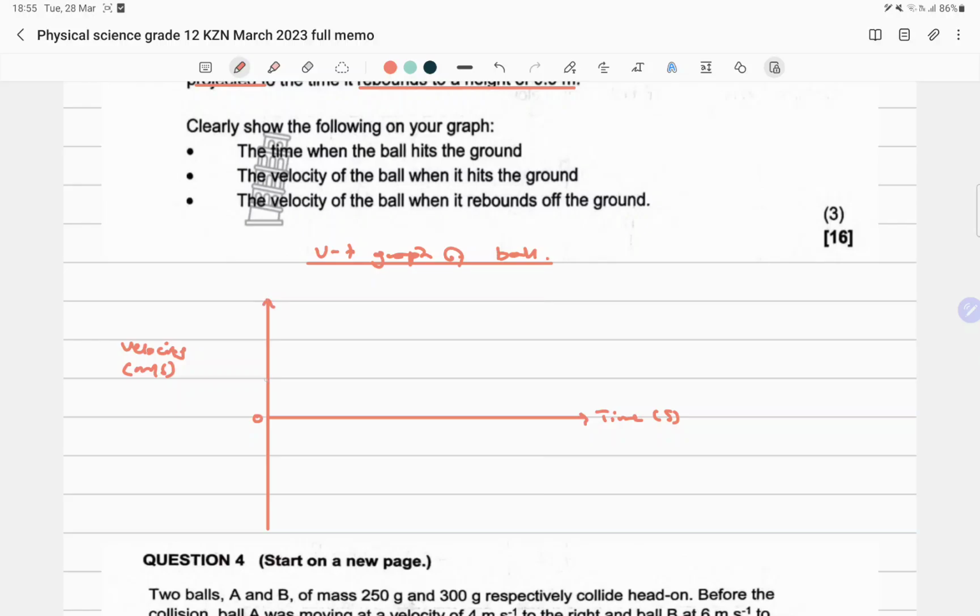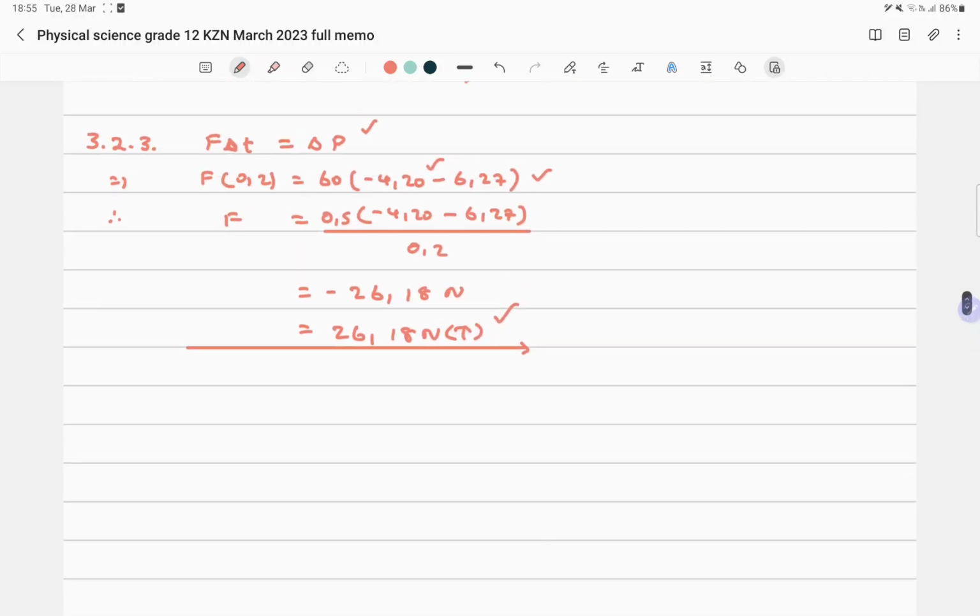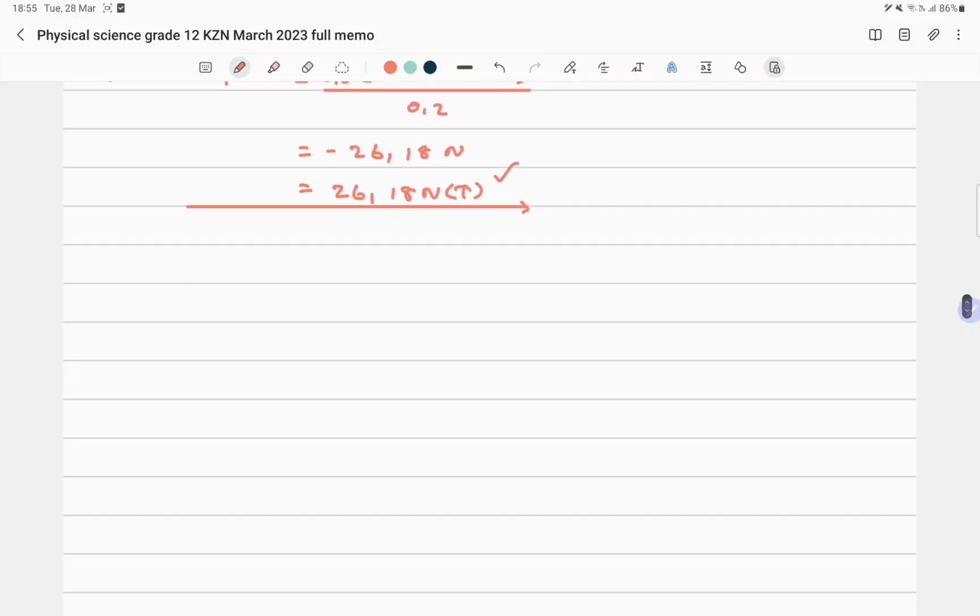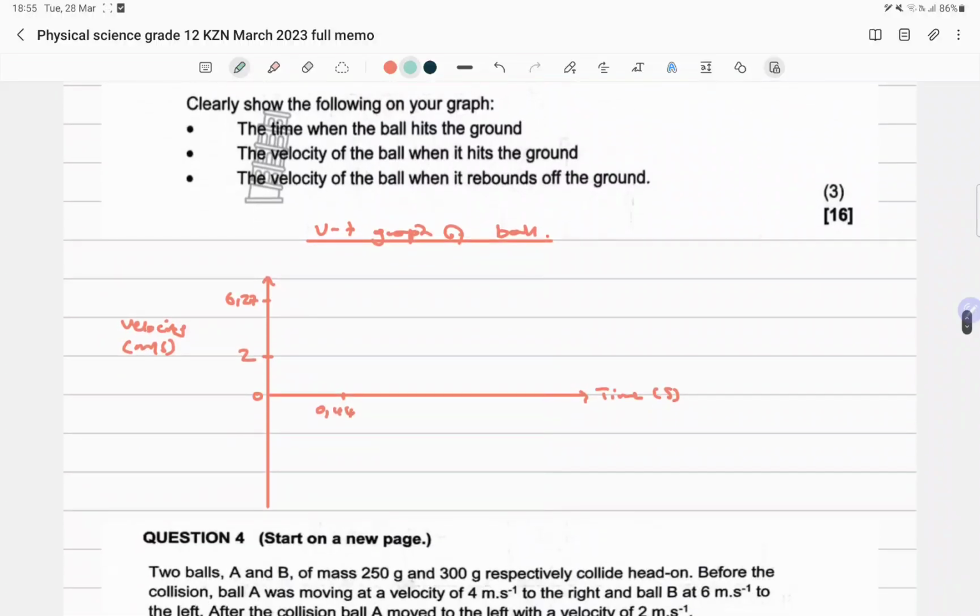And then of course we projected this thing at 2 meters per second, so we chose downward as positive, so that was 2. And then it reached a maximum velocity of 6,27 to hit the ground. From 2 to that velocity, it took 0,44 seconds. That is the time we calculated. And then we can do the graph.